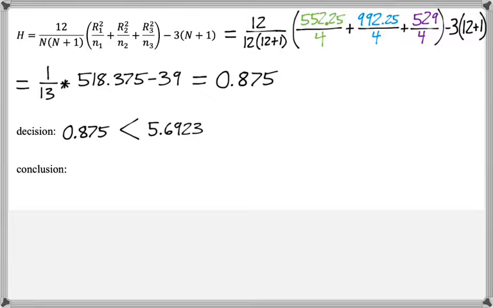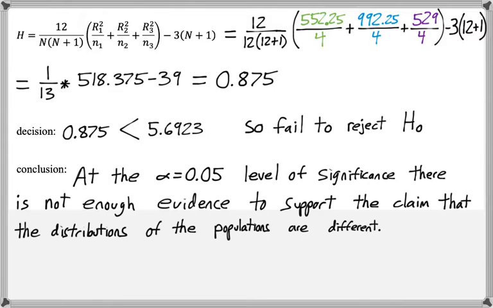So H is less than the critical value. So we fail to reject the null hypothesis. And the conclusion is, at the 0.05 level of significance, there is not enough evidence to support the claim that the distributions of the populations are different.